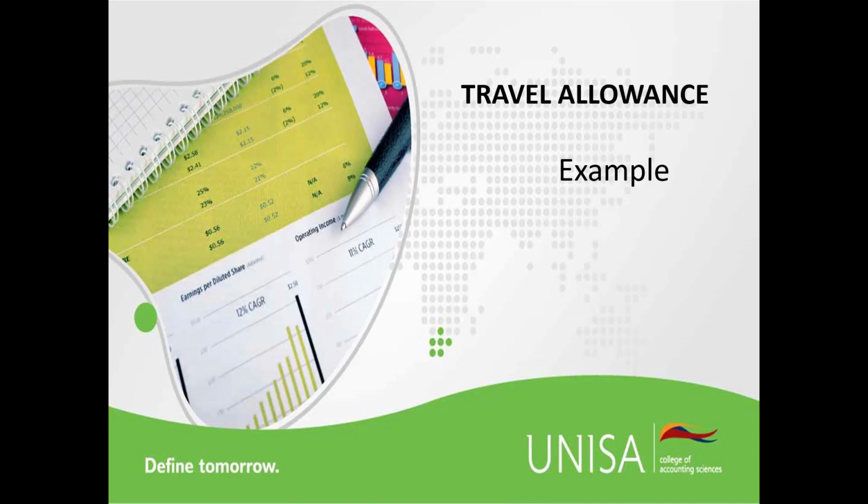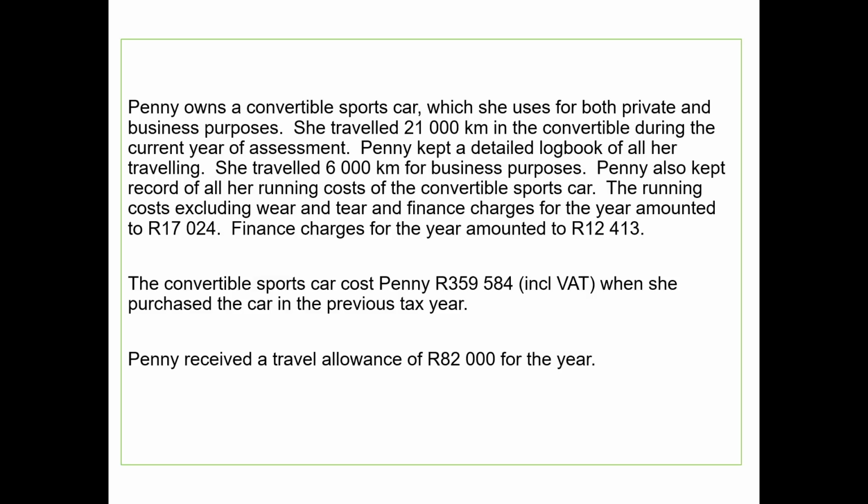In this video, we will look at an example of travel allowance and how we apply the principles that we have learned to a scenario. If we look at the details of our example, it reads as follows. Penny owns a convertible sports car, which she uses for both private and business purposes. She traveled 21,000 kilometers in the convertible during the current year of assessment.